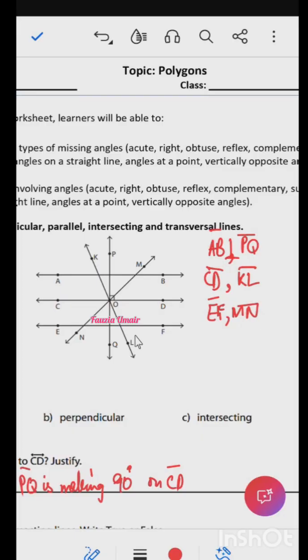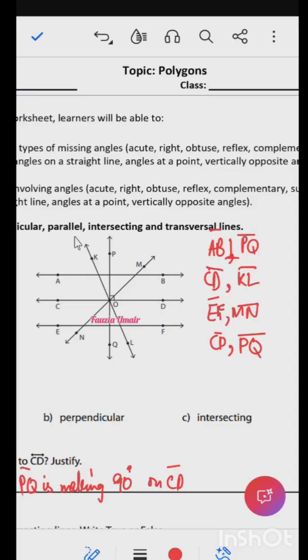Can you see any other? No, ma'am. We did CD and PQ. Very good. So actually, they are intersecting all of them.